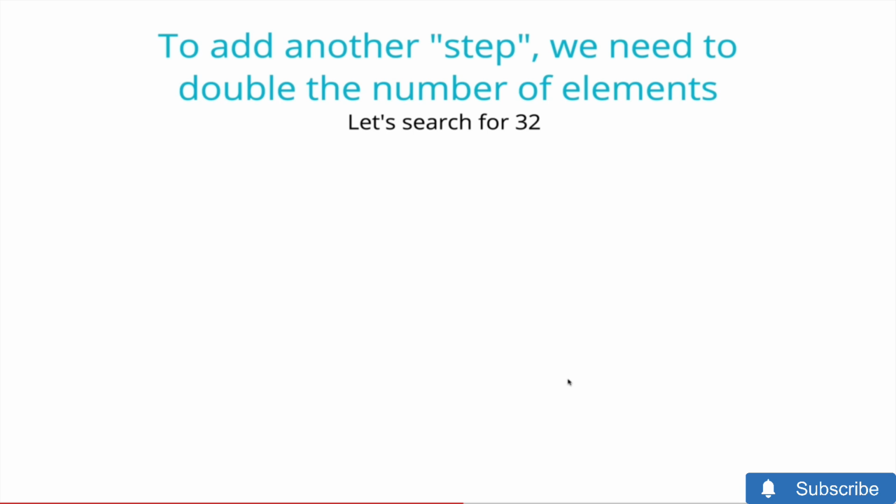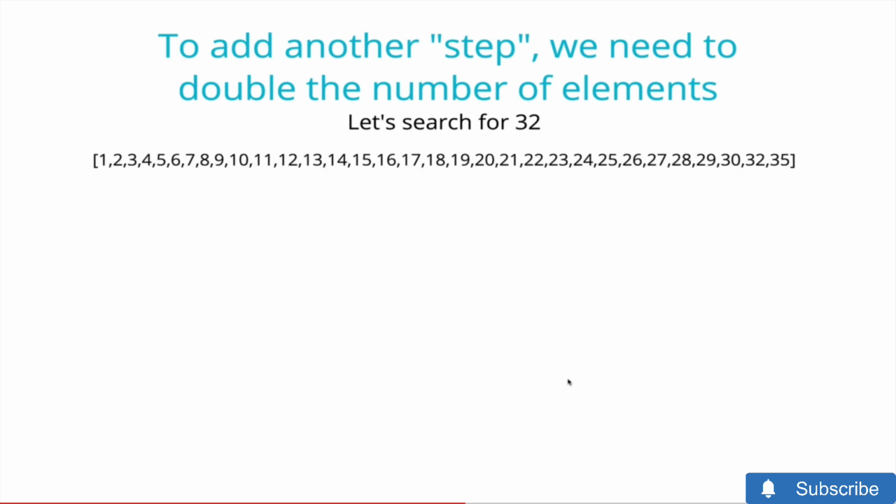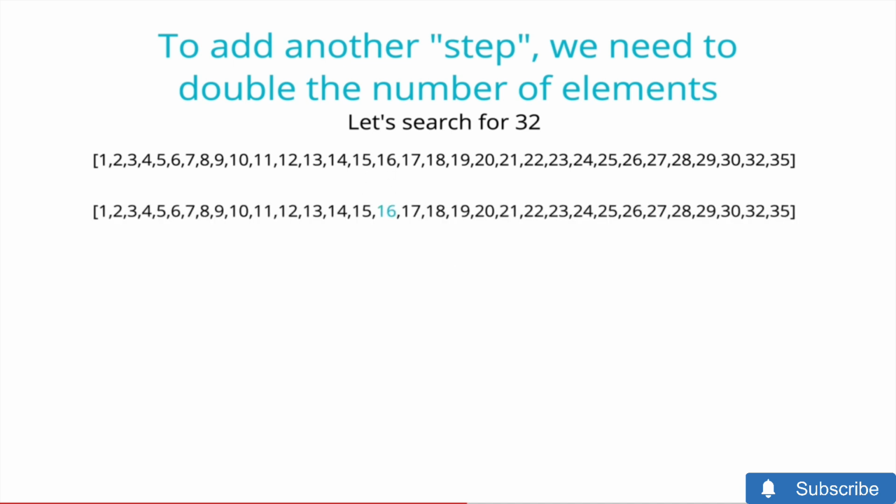So instead of 16, I'm adding 16 more elements. So we have 32 elements in our array. It looks like this. And let's say I'm looking for the number 32. How many steps will it take? Well, in the first step, we pick a midpoint. This is not counting as a step. This is just our starting array. I pick the midpoint, which is 16. And we test, is 32 greater than or less than 16? It's greater than. So we can ignore all of this.